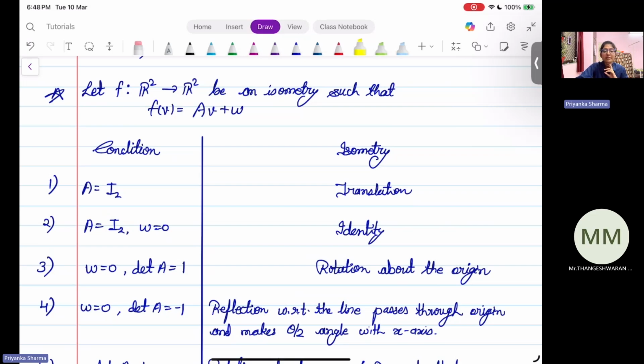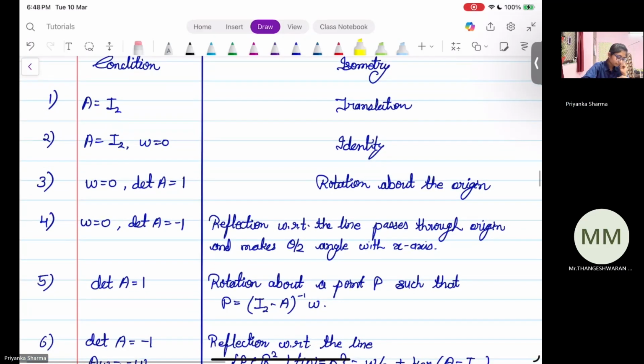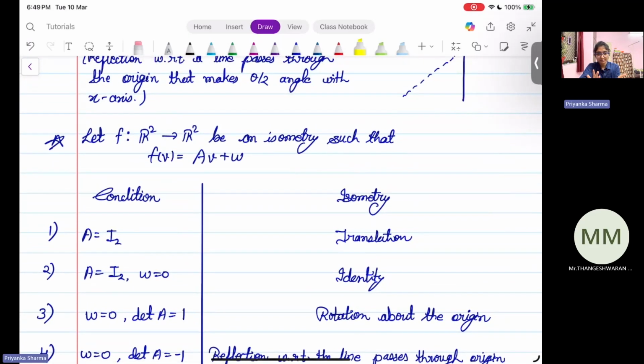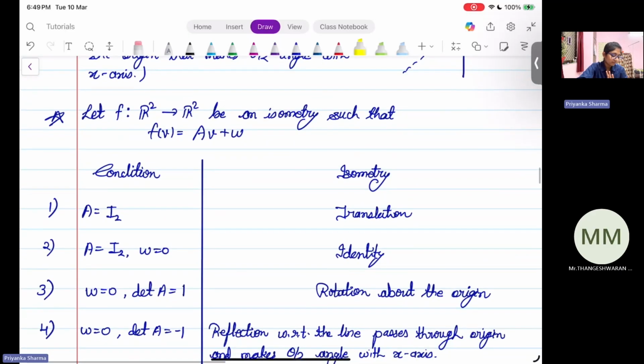So if the matrix is identity, we will have a translation, and if the point is 0, then we will get the identity, as we can see. Now, if w is 0, that is, the origin is fixed under this isometry, then again we will have two subcases. If the determinant is 1, we will get a rotation about the origin. If the determinant is minus 1, then we will get the reflection with respect to a line that passes through the origin.